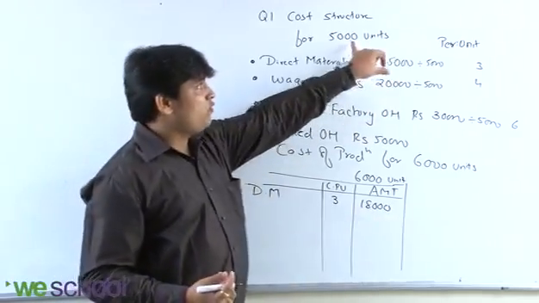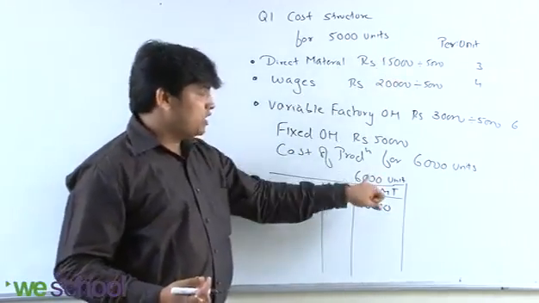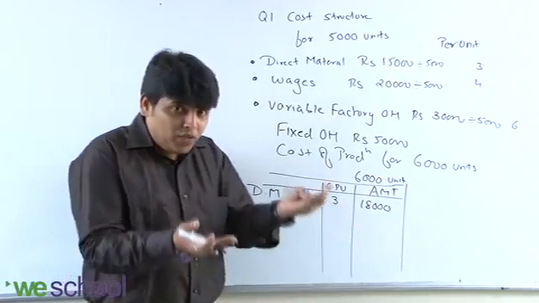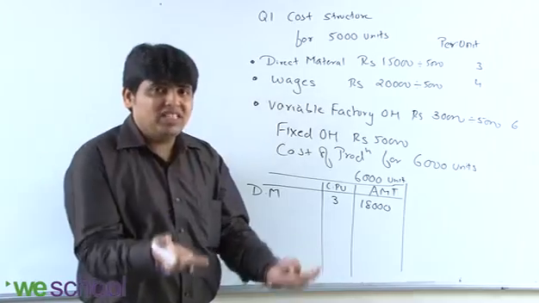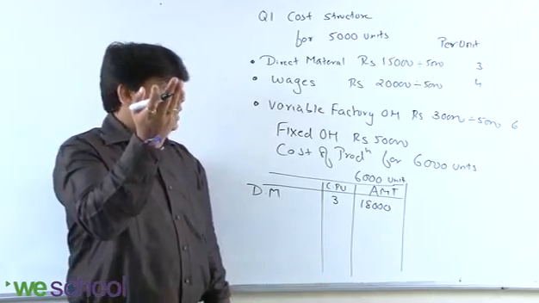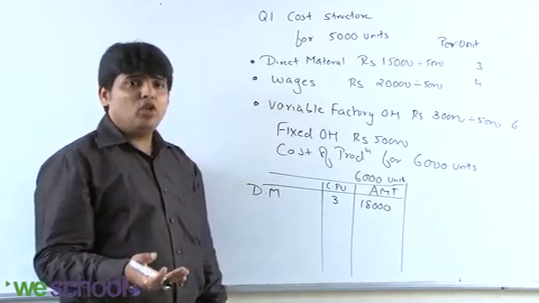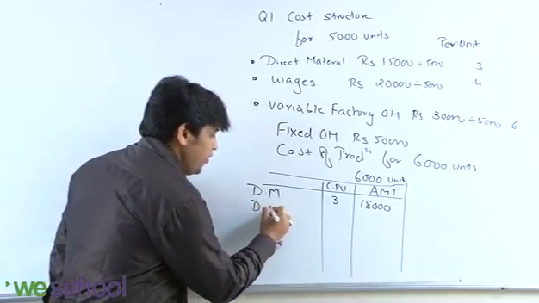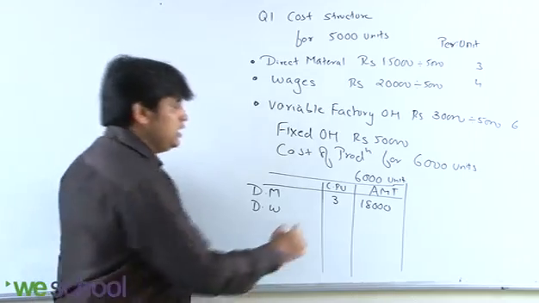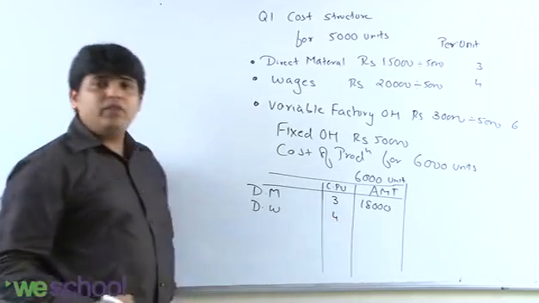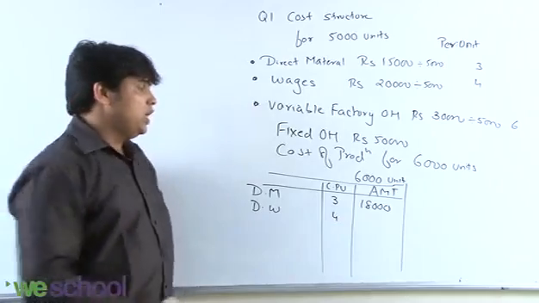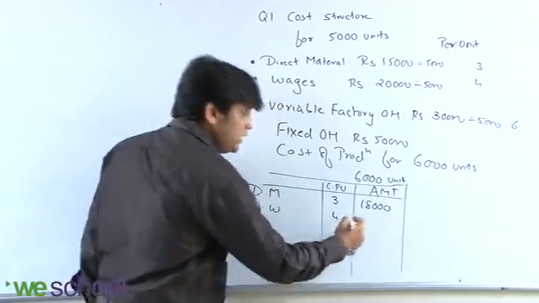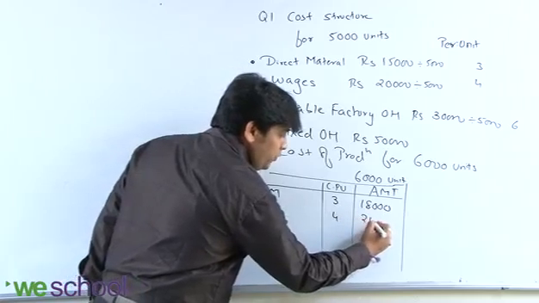See, for 5,000 it was 15,000. For 6,000 it is automatically increased to 18,000. So it is varying with the production. If the production is high, the expense is high. If the production is low, the expense is low. So direct wages is 4 rupees per unit. So 4 into 6,000 gives you 24,000.